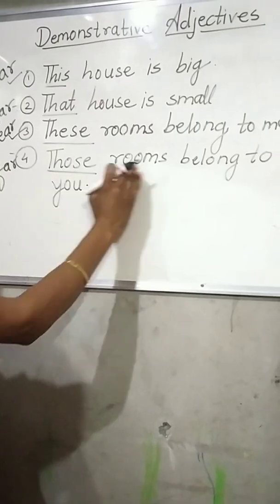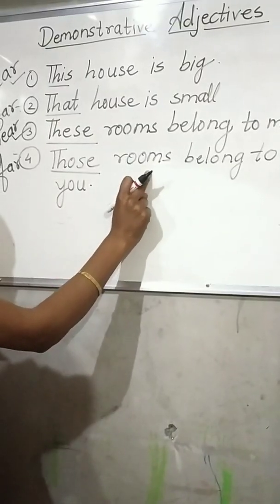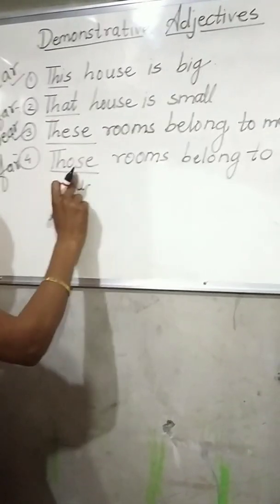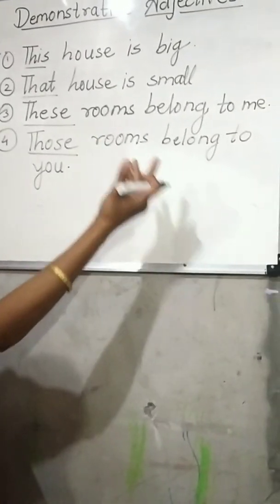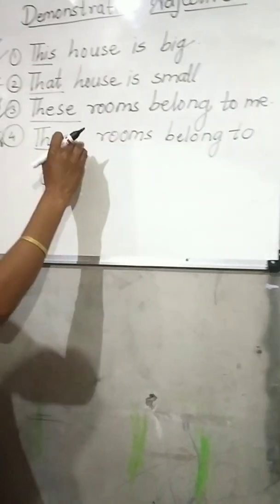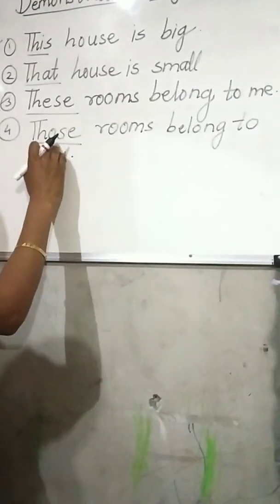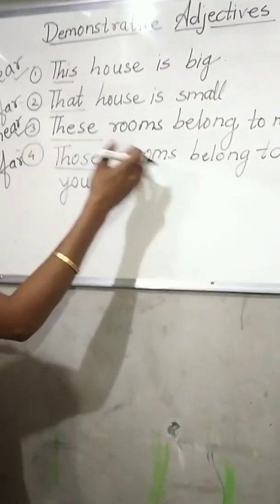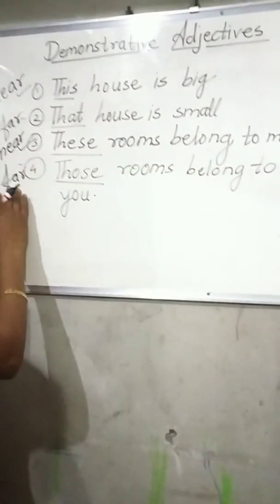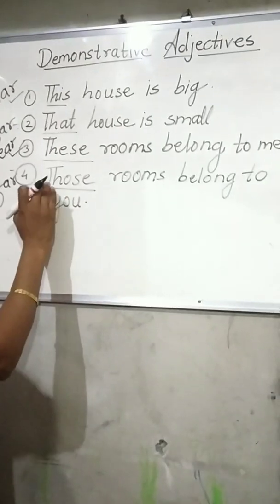Those is used before a plural noun. Rooms, many rooms. So those is used before the plural noun, and when the rooms are far away from you, at that time you can use those.